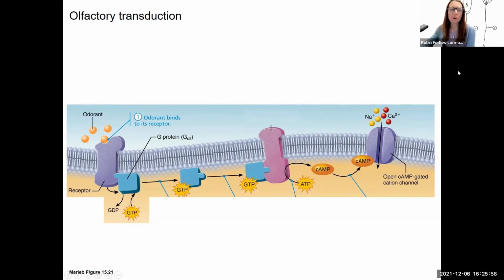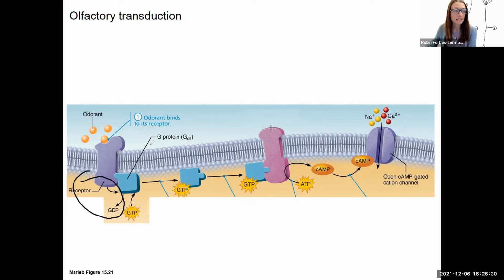This is how odorant molecules are going to transduce their signals. It's more simple than taste, only one mechanism. So I do want to cover it here. And this is review of your G protein coupled receptors. So odorant molecule is binding to its receptor. The chemoreceptor is what this is. It's a G protein coupled receptor, right? You can see that right here.